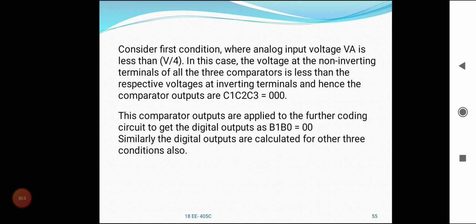Consider the first condition, where the analog input voltage Vin is less than V/4. In this case, the voltage at the non-inverting terminals of all three comparators is less than the respective voltages at the inverting terminals, and hence the comparator outputs are C1, C2, C3 = 0, 0, 0. These comparator outputs are applied to the further coding circuit to get the digital outputs B1, B0 = 0, 0. Similarly, the digital outputs are calculated for the other three conditions also.